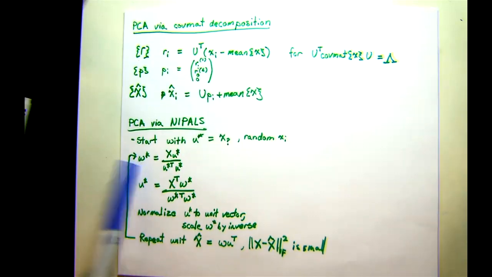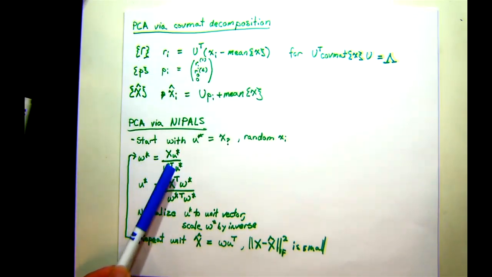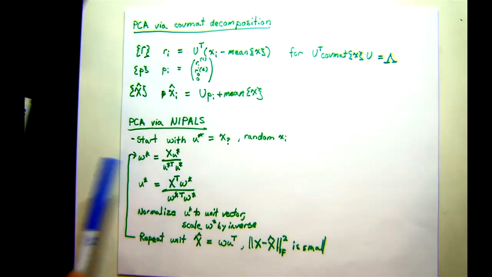We're going to calculate a new W. That new W is just going to be the data set times U star over U transpose U star. Sorry, those are all starred. And that'll give you a new W, and that's an estimate of W.